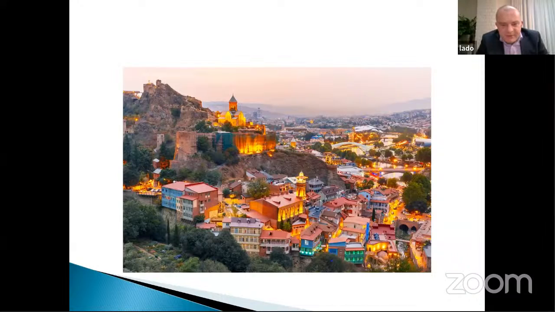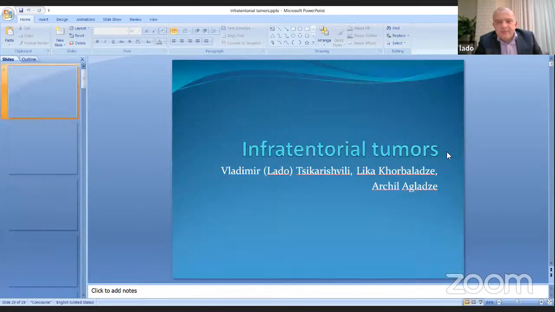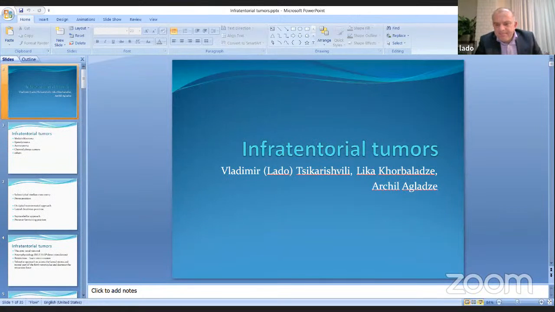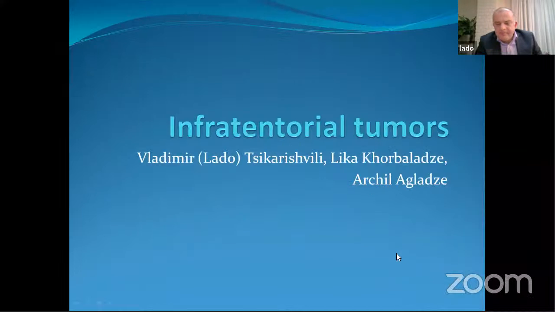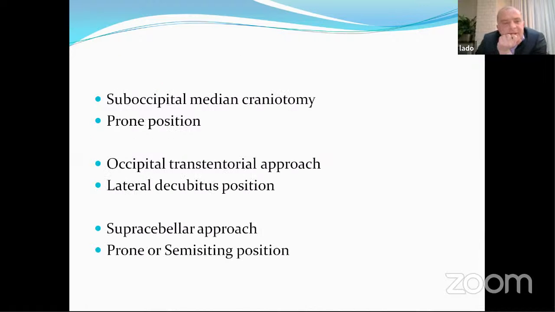So the previous part was about supratentorial approaches. Now I will try to show the second part, the infratentorial tumors. There is a classic distribution by histology. Medulloblastoma is the most frequent tumor in the posterior fossa, followed by ependymoma, astrocytoma, choroid plexus tumors, or others.